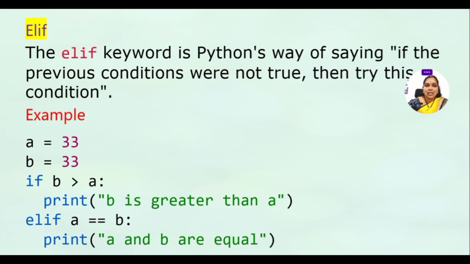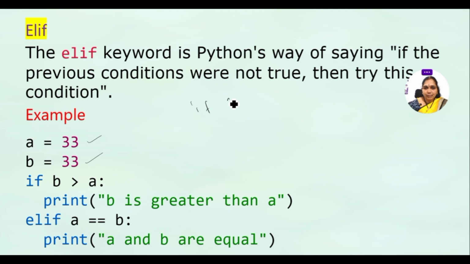That's it. Now let us see the else. So for the else statement, there is another way. If the previous condition is not true, then we need to go and try this condition. Suppose here A equals 33 and B equals 33. Actually, they are equal. First my condition is B greater than A. Then print B is greater than A. Right? Else, generally, else again you are writing the condition.